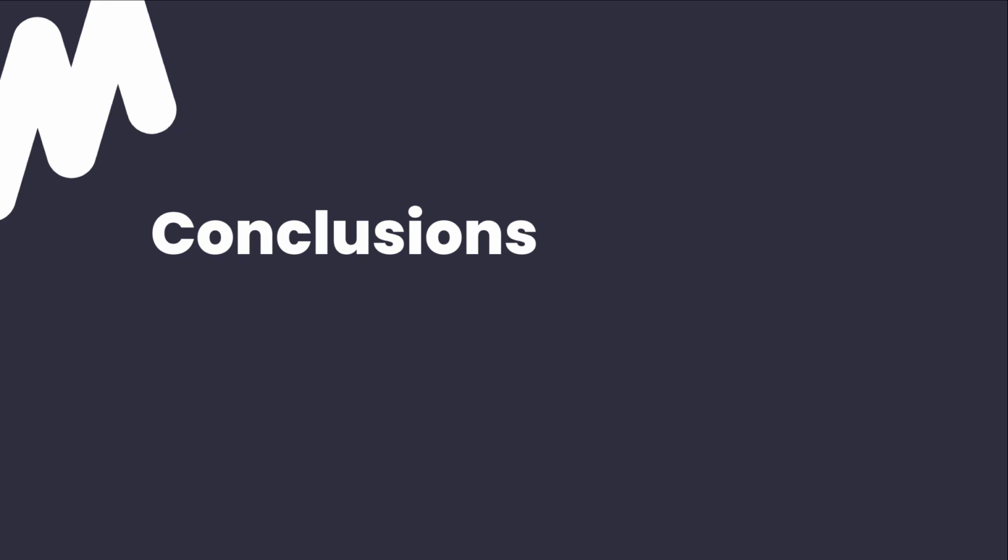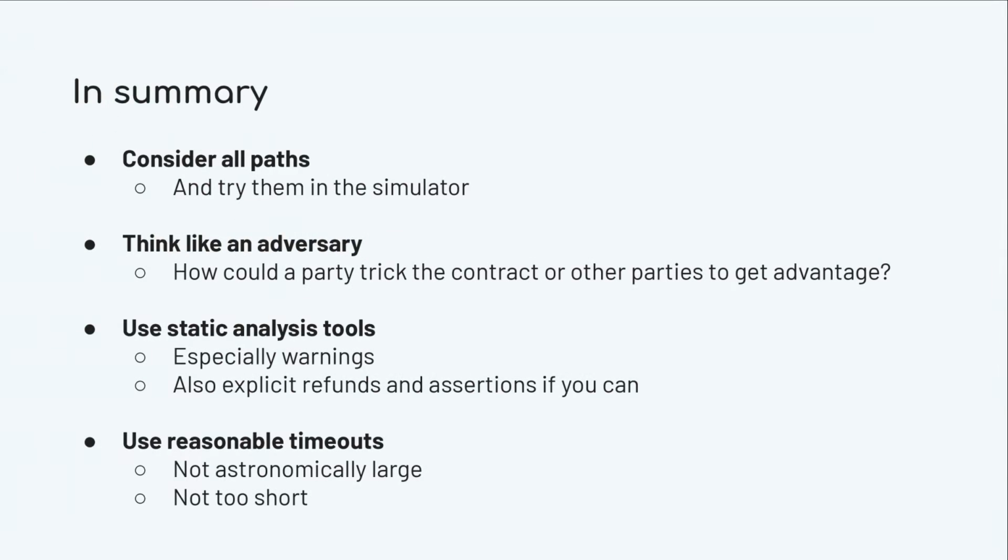So that's all for this week's lecture. I think the most important advice to get out of this is that first, it's important to consider all the possibilities in the contract, all the paths, all the edge cases, and try them in the simulator. It's important to think like an adversary because not everybody is going to collaborate.